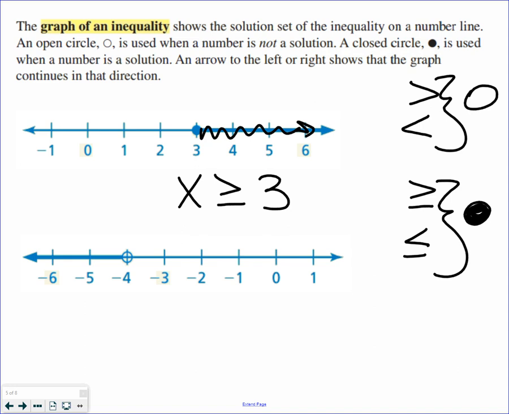So the next one, the X again, less than. Notice it's not equal to because we had an open circle, negative 4. So again, open circle, shaded to the left.